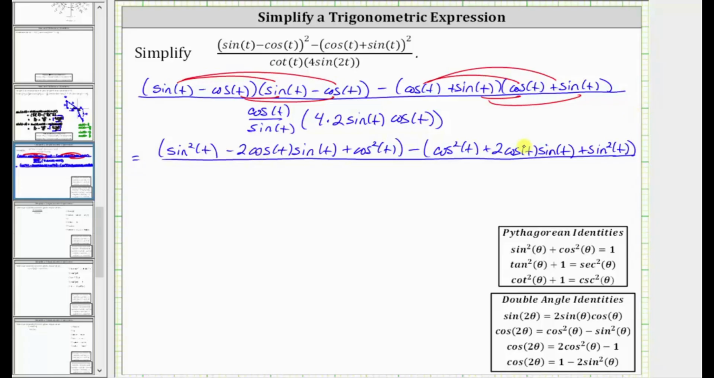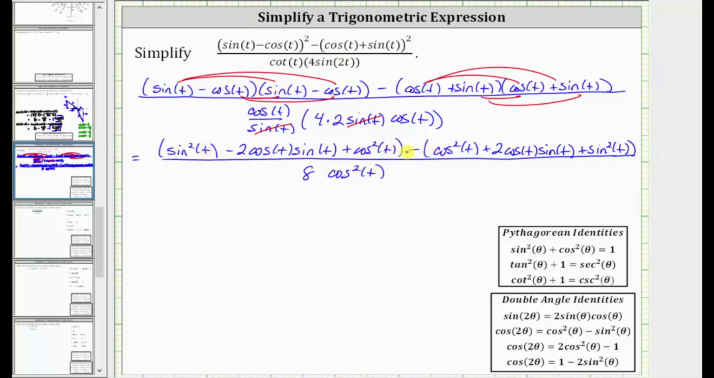In the next step, we will find this difference by looking at the denominator. Notice how we can simplify this product. Sine t divided by sine t simplifies to 1, giving us cosine t times 8 cosine t, which gives us 8 cosine squared t. Going back up to the numerator, let's find this difference.